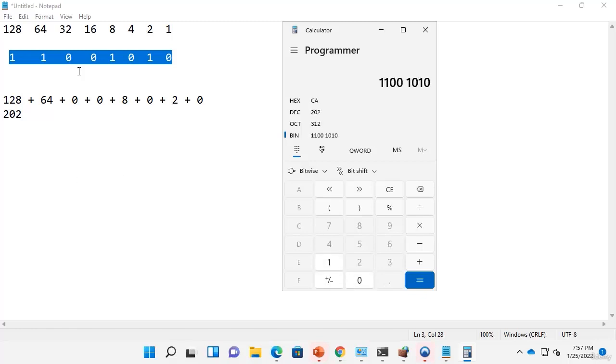1010, that's that number right there, and then we automatically see that in decimal that's 202. So that's just a quick check, but all you're doing, the 1 just means you count that corresponding value. So you count that value. If it's a 0, you don't count that value.